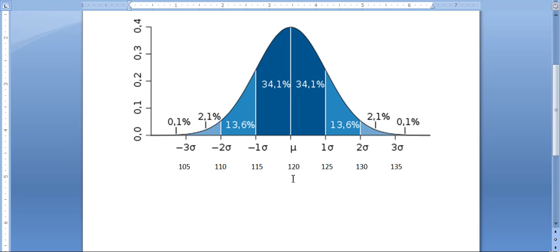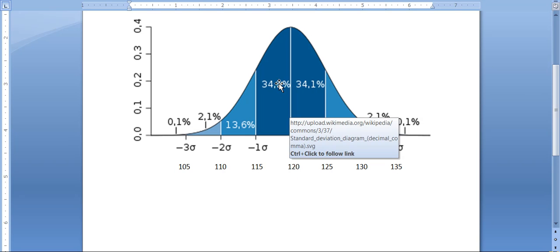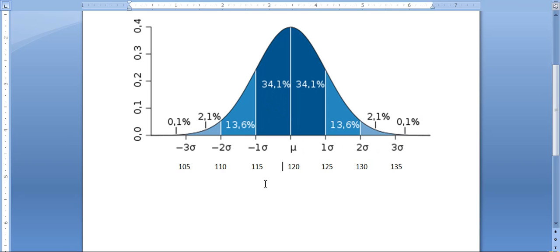If we wanted to find how many scores were between 115 and 120, we could look here and see that 34.1% of them would be in this range. If we wanted to find how many scores were above 130, we would take this 2.1 and add it to the 0.1, and we would have 2.2% of all scores in this distribution would be greater than 130.